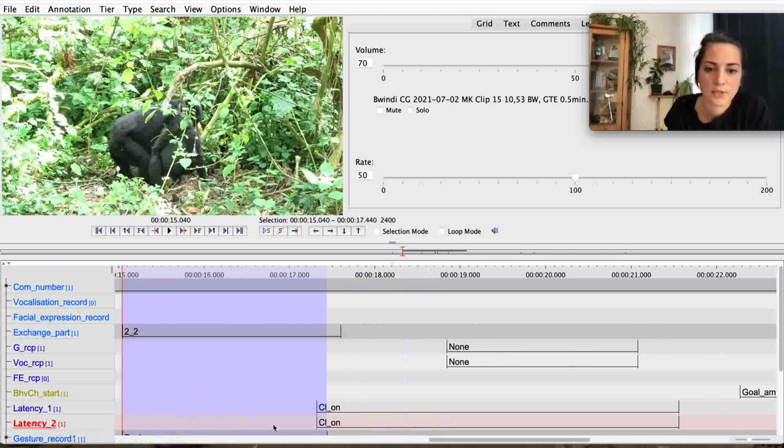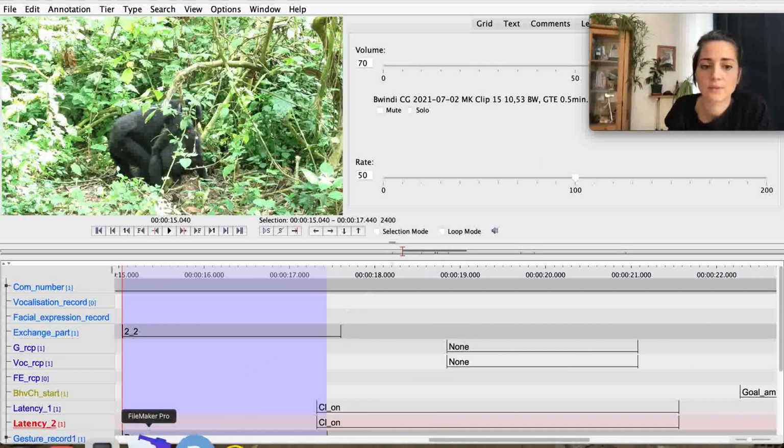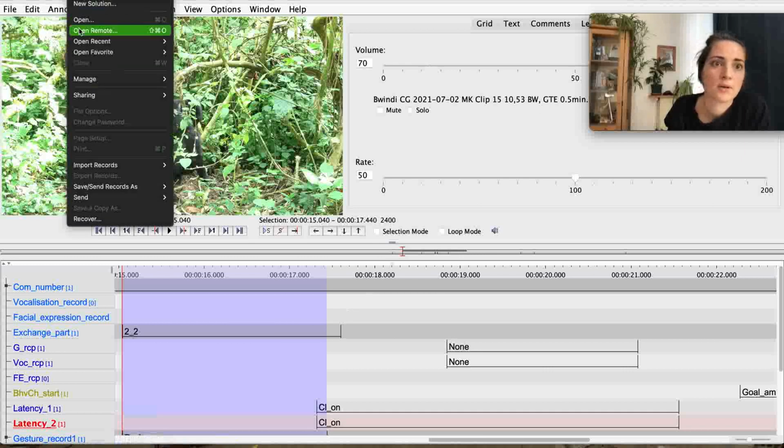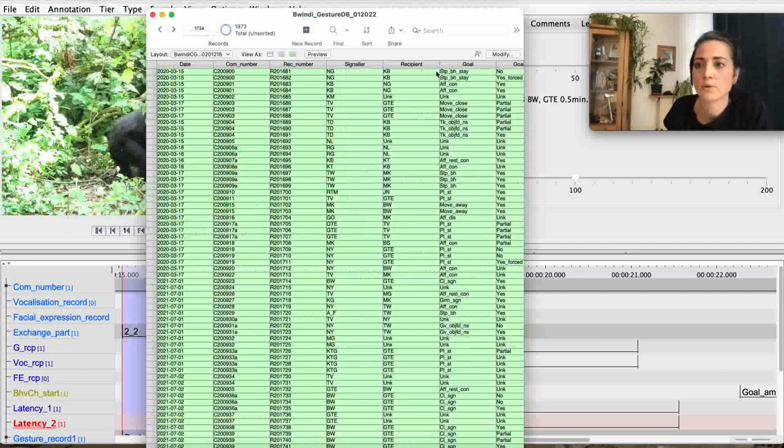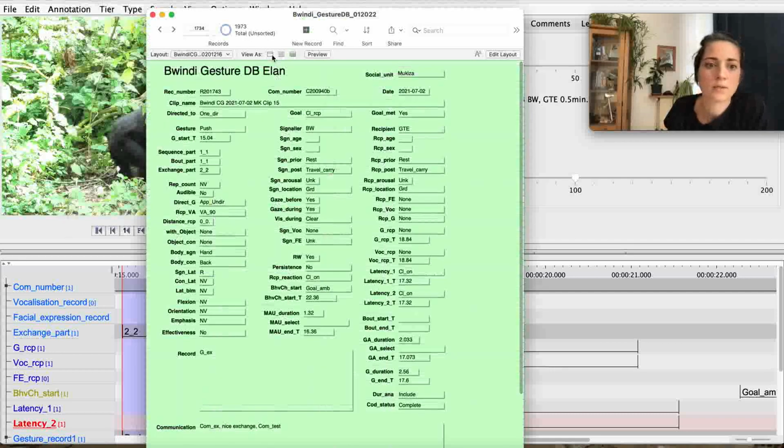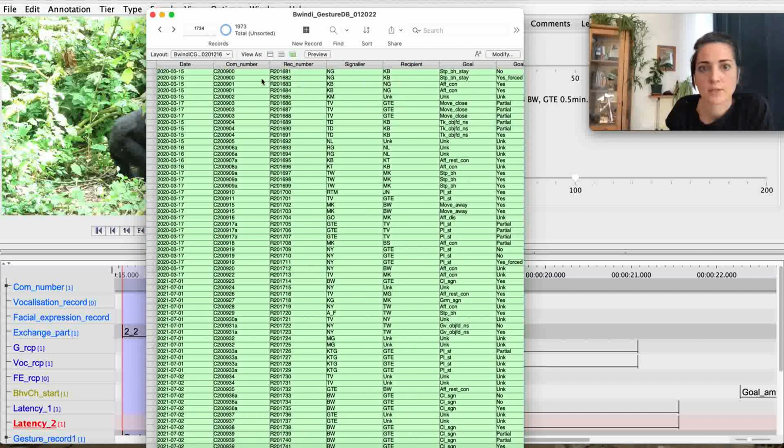Yeah, so I'm going to show you how this looks in the database later. Currently we use FileMaker, but we might change that too. So this gesture record that I just showed you looks like this here. This is one row in the data sheet and has all the variables, all the tiers that I just explained to you. Each gesture instance gets its own row.